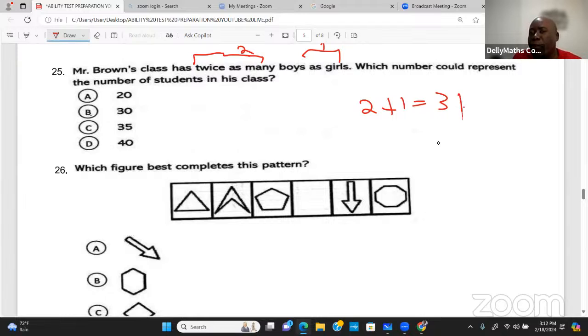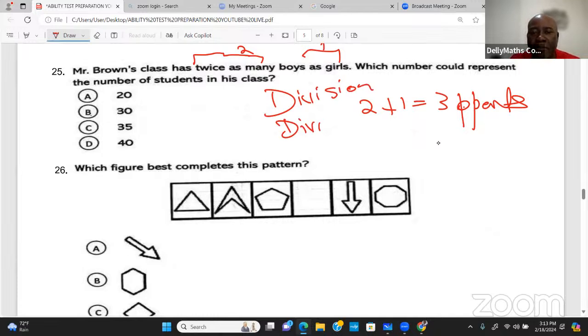We're talking about 3 proportional parts, meaning 3 parts that are equal. And then what mathematical operation could we use to help us out? Division is very good here. We're going to be utilizing division and divisibility.